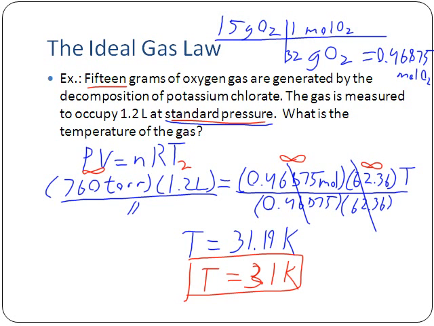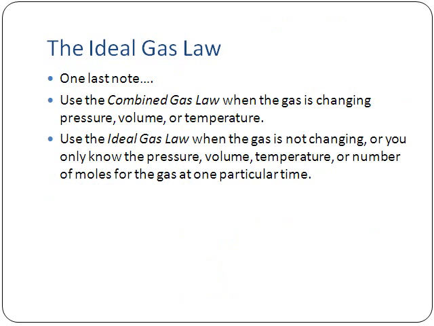So let's take a look at one last thing. Our one last note is this. How do you know which one to use, whether it's combined gas law or ideal gas law? Whenever you have a case where the gas is changing, where the pressure started off as one thing and now it's something different, the volume started off as one thing and now it's something different, you're going to use the combined gas law. So anytime the gas changes pressure, volume, or temperature, or some combination of those, you're going to use the combined gas law.